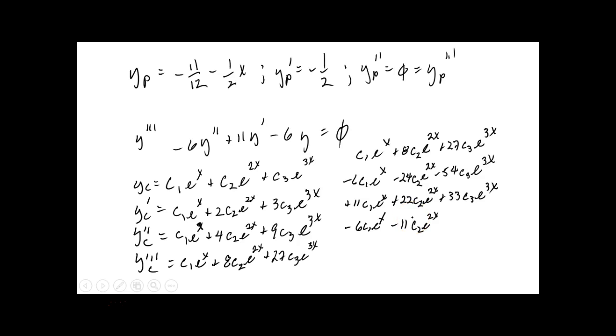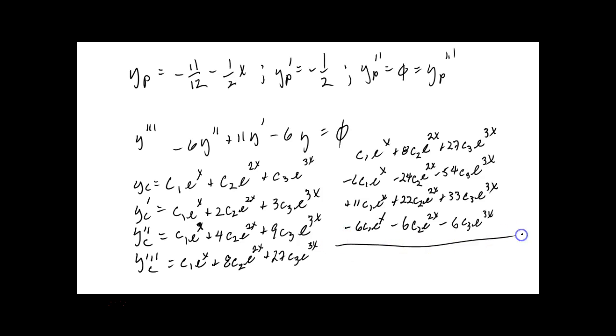Okay. Minus 11, C2 e... No, it's a minus 6. Sorry about that, I was looking at the wrong line. Minus 6. C2 minus 6, C3 e to the 3x. Okay?